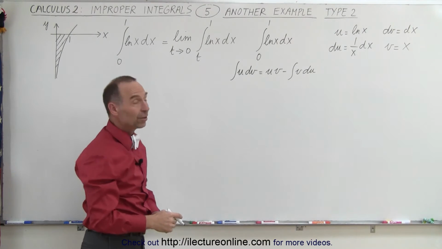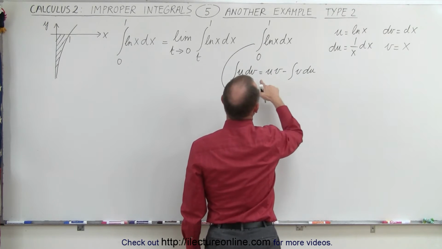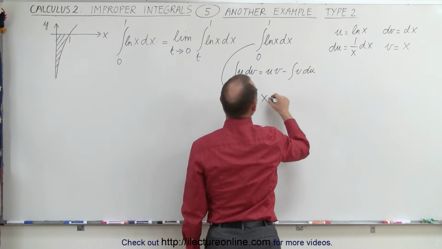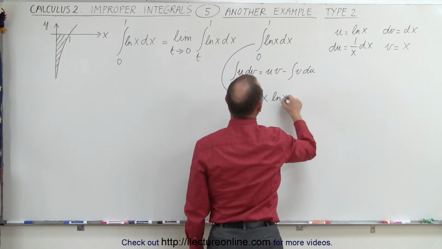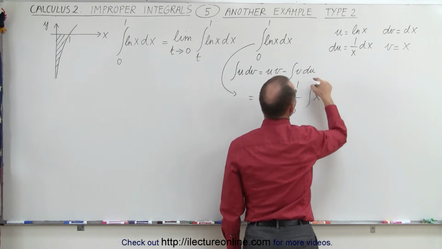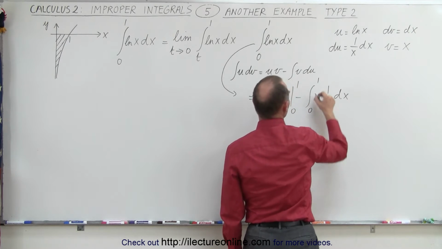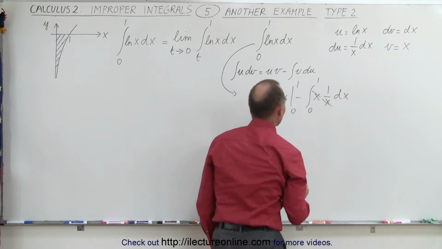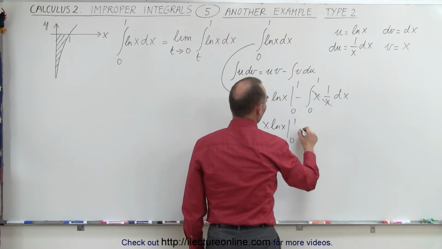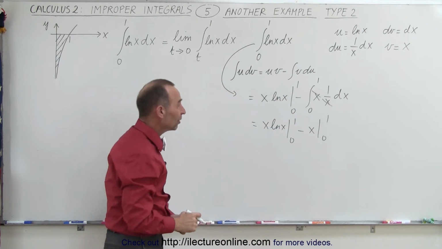All right, now we're ready to integrate. So this can now become the following, that is equal to u times v. So v is x, u is natural log of x. That would be x times the natural log of x, evaluated from 0 to 1, minus the integral of v, which is x, times du, which is 1 over x dx. And again, that would be from 0 to 1. And notice that this x cancels out that x. And so this would be equal to x times the natural log of x from 0 to 1 minus x from 0 to 1. And now let's plug in the limits and see what would happen.